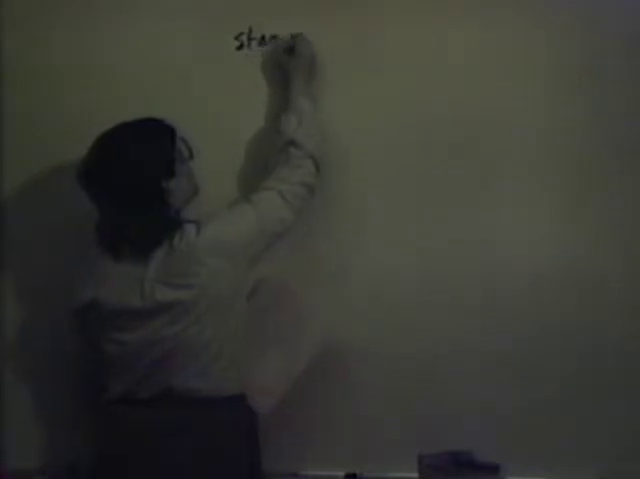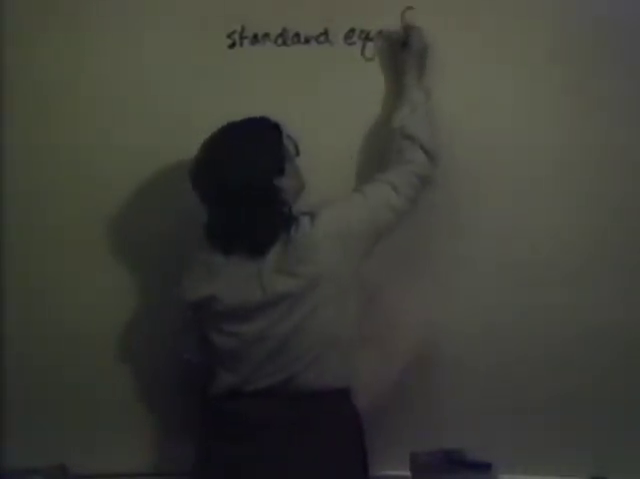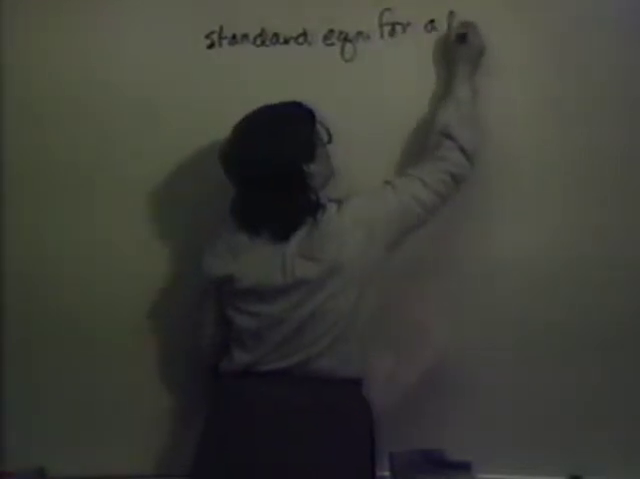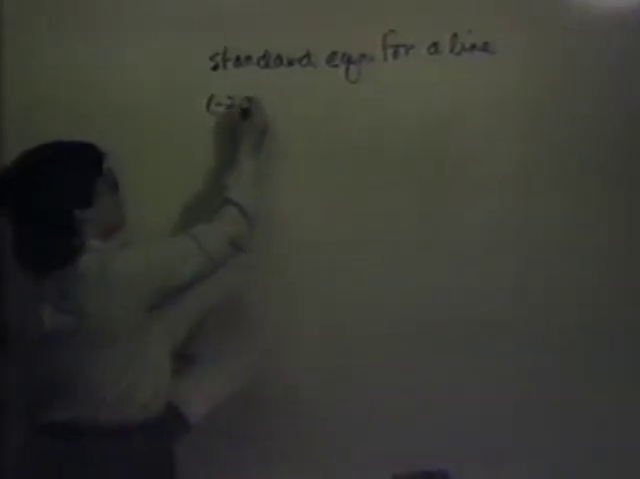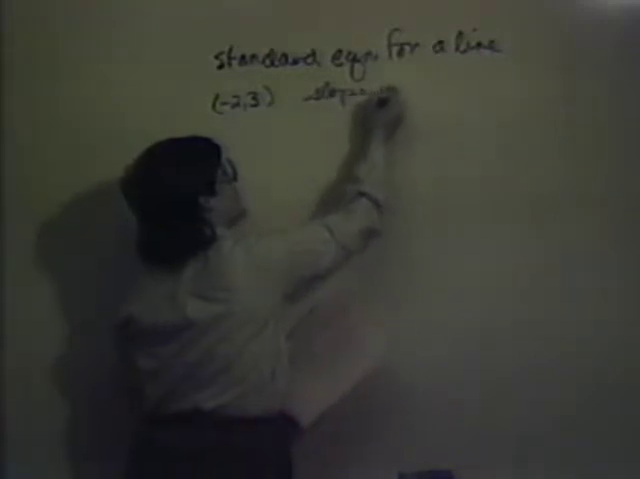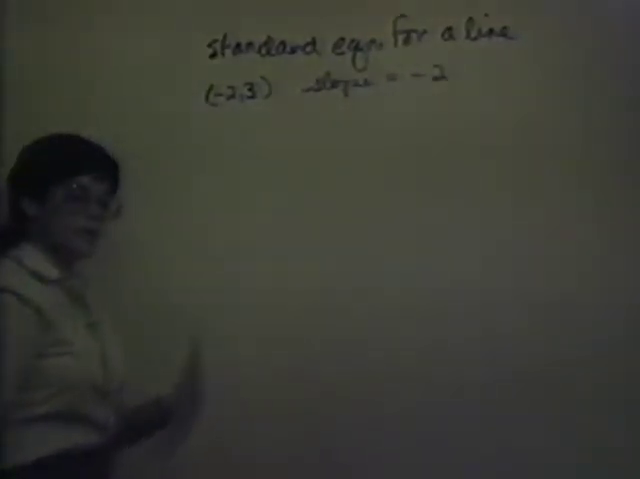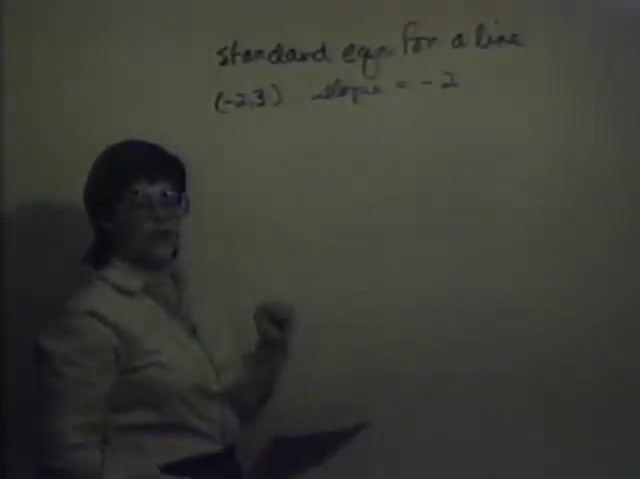Okay, we need to write the standard equation for a line given that a point on the line is negative 2, 3, and the slope is equal to negative 2. Okay? Now, Bun, what do you remember about equations for a line?